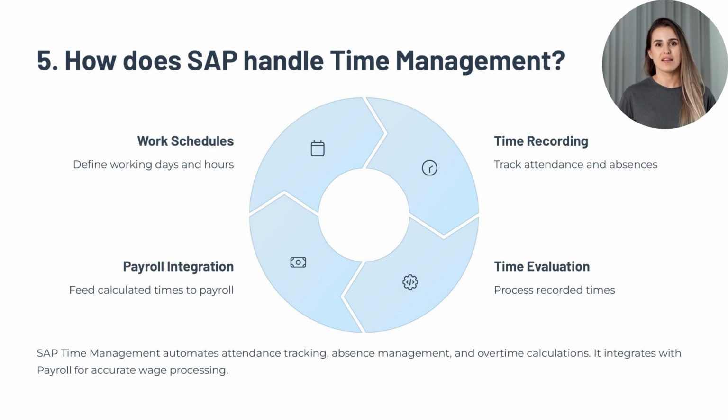The next question is one you definitely don't want to miss. 5. How does SAP handle time management? Time management in SAP includes recording attendance, absences, work schedules, and overtime. It integrates with payroll to ensure accurate wage calculations. Tools like time evaluation schemas and time pairs are used to automate processing.